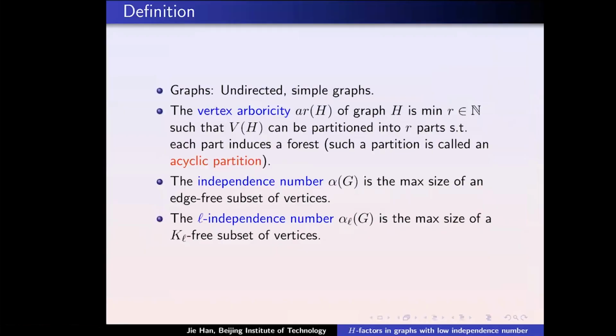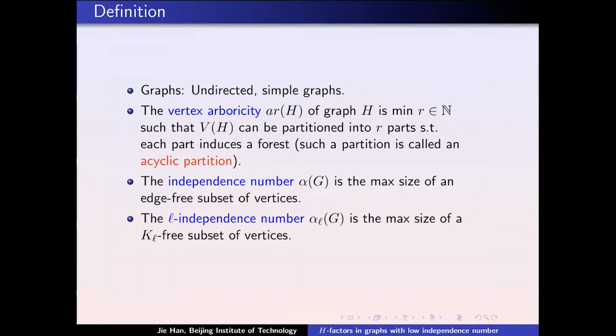So what do we do? We will be concerned with undirected simple graphs, and we'll talk about F-factor problems, H-factor problems. For that, an important parameter we are going to use is the vertex arboricity, which is defined as the minimum number of parts so that you can partition V(H), namely the vertex set of the graph, so that each part induces a forest.